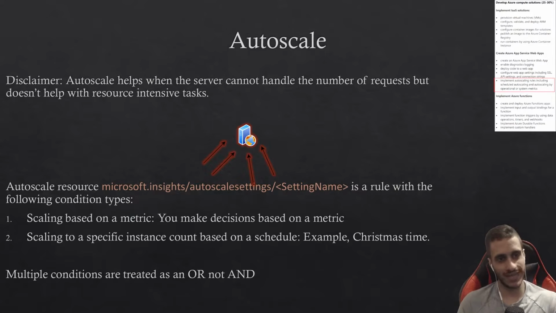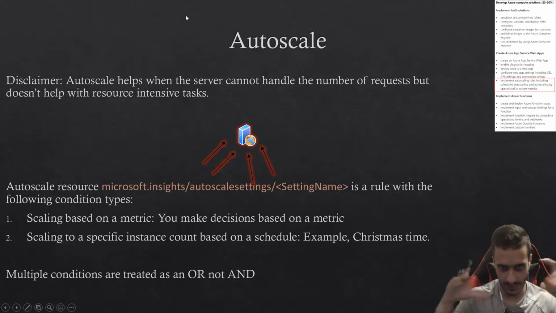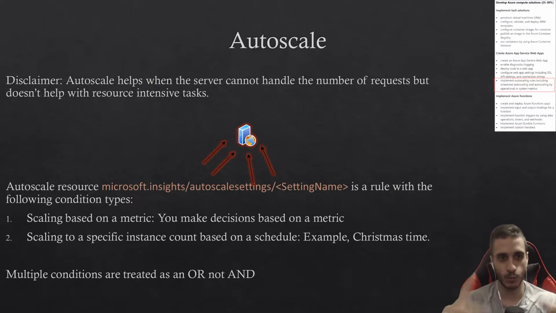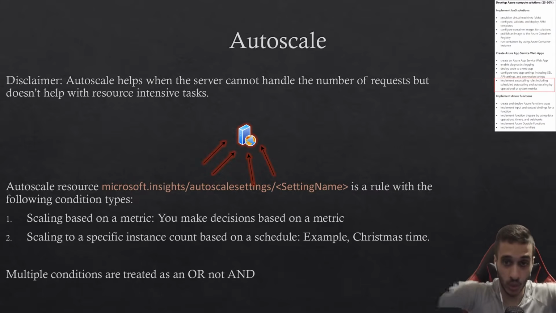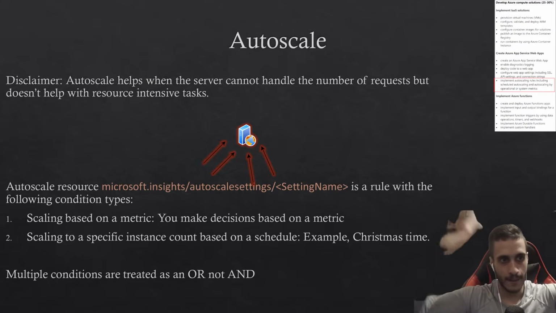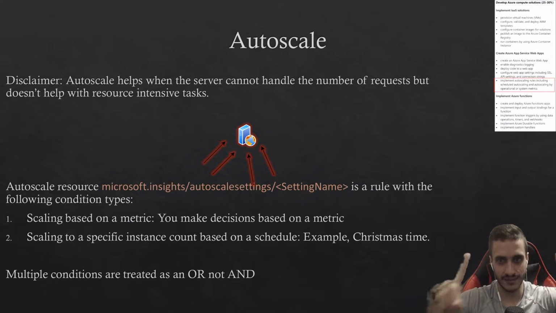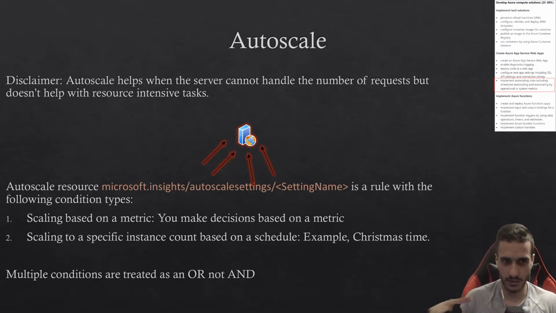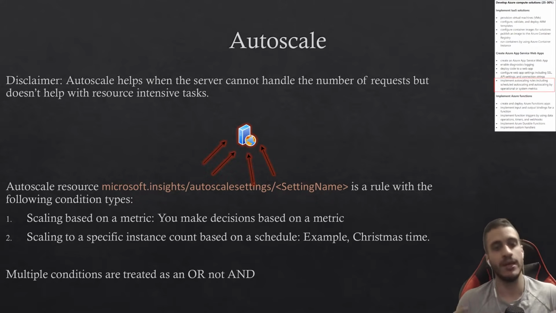So Autoscale helps when the server itself cannot handle the number of requests, okay? But it doesn't help with resource intensive tasks. So let me explain that. So usually Autoscale is helpful when there's literally not enough TCP sockets that a server can handle, okay? That's useful because you can just spin up extra servers, your users won't get impacted, new requests will still be served, okay? But if you have resource intensive tasks on a very weak machine, adding more machines is not going to make a difference because those machines are essentially just weak. Okay, so I hope that makes sense.